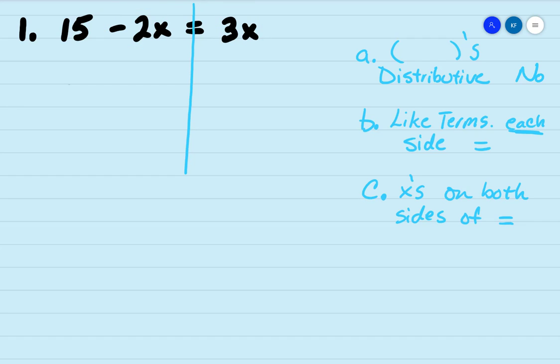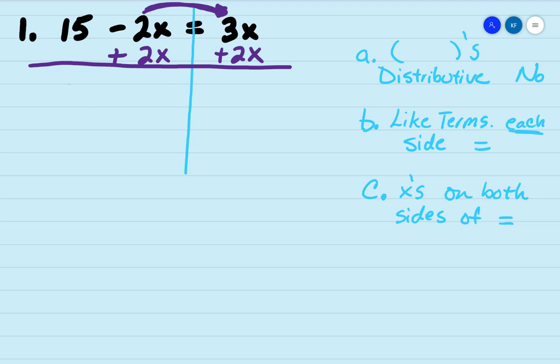All right, so here we go. So I want to move this negative 2x. So draw the arrow in. Okay, draw the arrow in. So I can combine the x's. So I'm going to add 2x to both sides. And when I add 2x across the equal sign, I do the undo property. So I have 0 here. So I have 15 is equal to 5x.